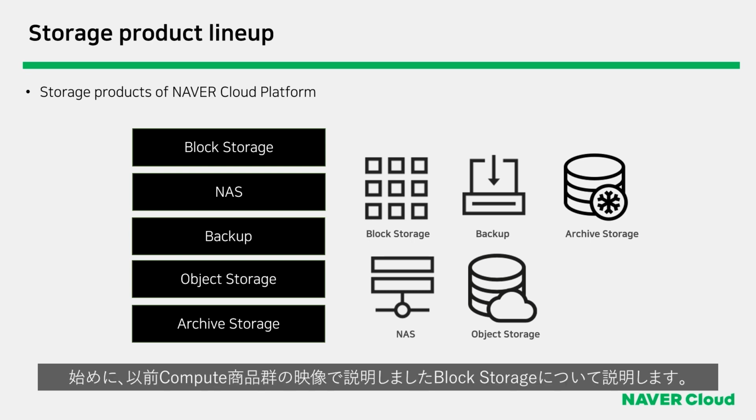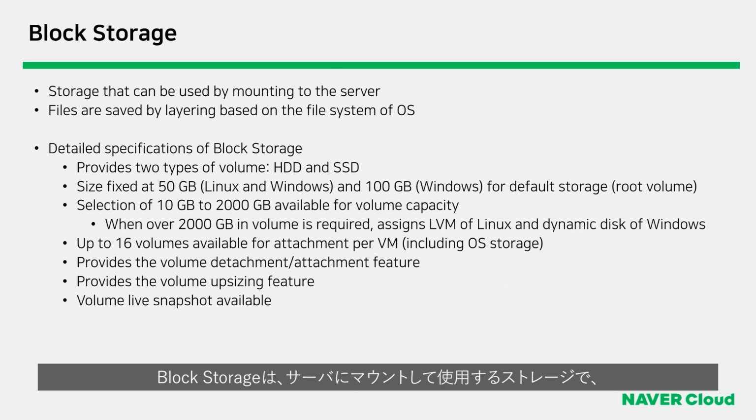Let's first take a look at block storage, which was discussed in the compute product group video earlier. Block storage is a type of storage that is mounted and used on the server, and data is stored in a hierarchical structure by the file system. NAVER Cloud Platform's block storage is provided in two types, HDD and SSD. Generally, 50 GB of block storage is allocated in the OS area for Linux-based servers, and 100 GB of block storage is allocated in the OS area for Windows servers.